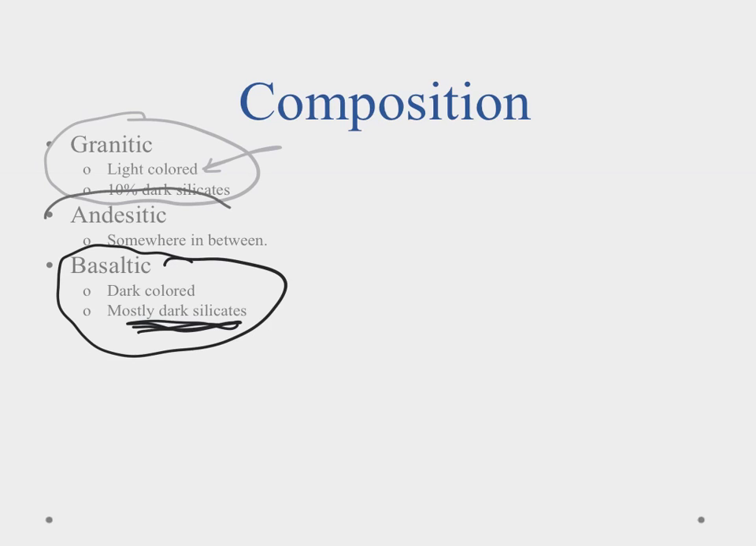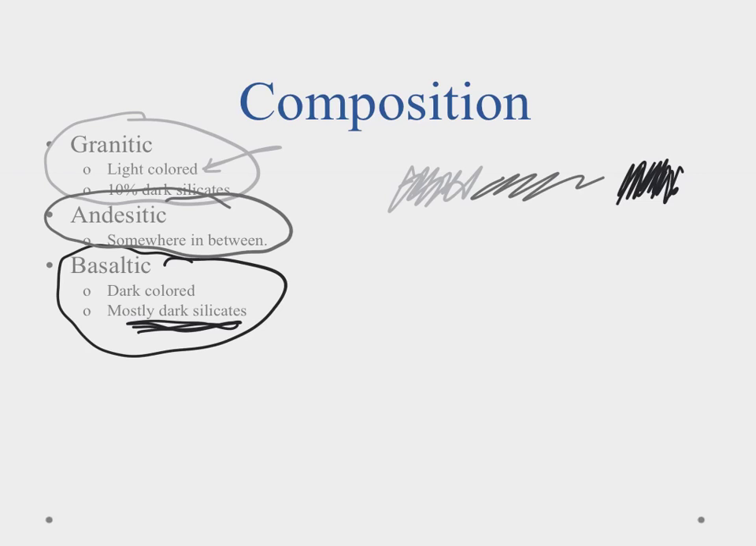And then we have the third term here, this andesitic, which is going to be in between these two. So we can have our light colored ones that will form out, and then we can have our darker basalt rocks that are going to be a lot darker, and then in between we just lump these together and call them andesitic. So when we talk about composition, that's what we're looking at. How much of it is going to be these dark silicates, and that's how we name them.